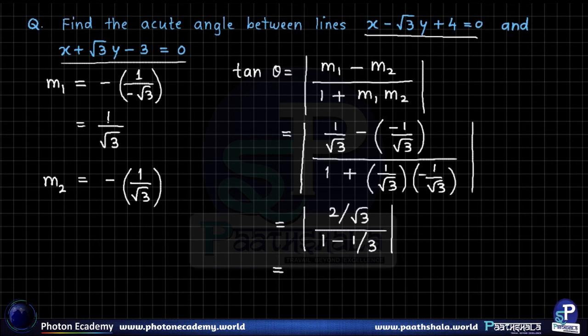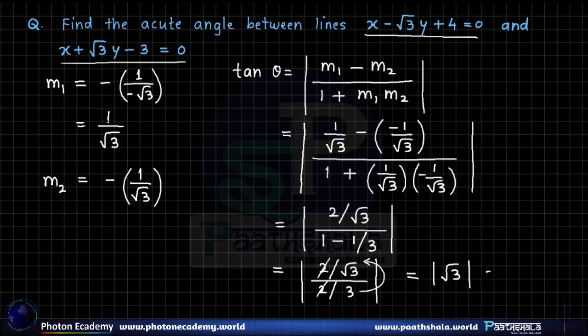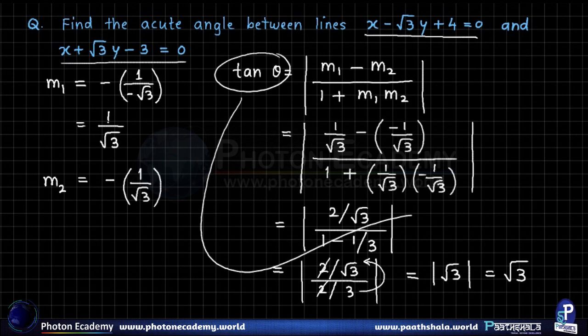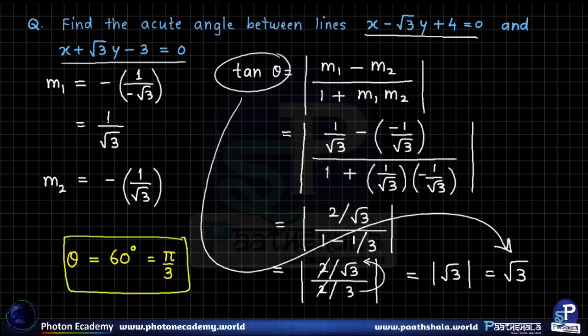So that turns out to be 2 upon root 3 divided by 2 upon 3, right? So 2 and 2 get cancelled, the 3 will go up and make 3 upon root 3, which is nothing but root 3. So if you see, tan theta has the value equal to root 3. What does it mean? The angle theta has to be equal to 60 degrees, that is pi by 3 radians. So that's the acute angle between the two given lines.